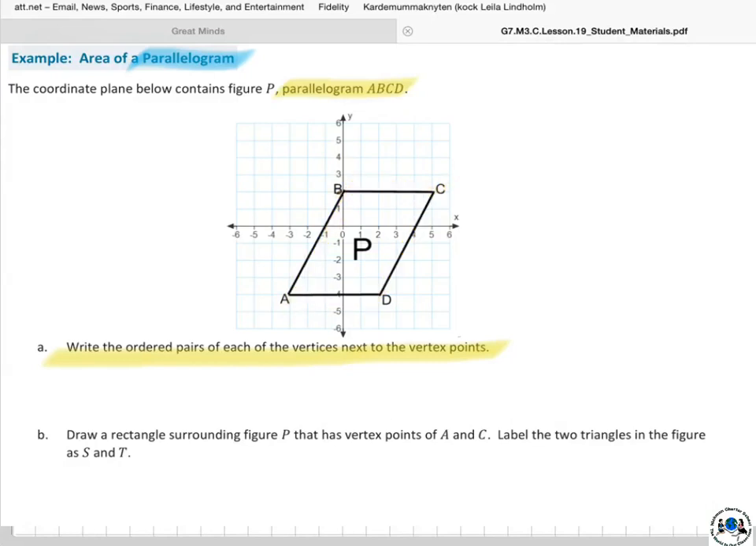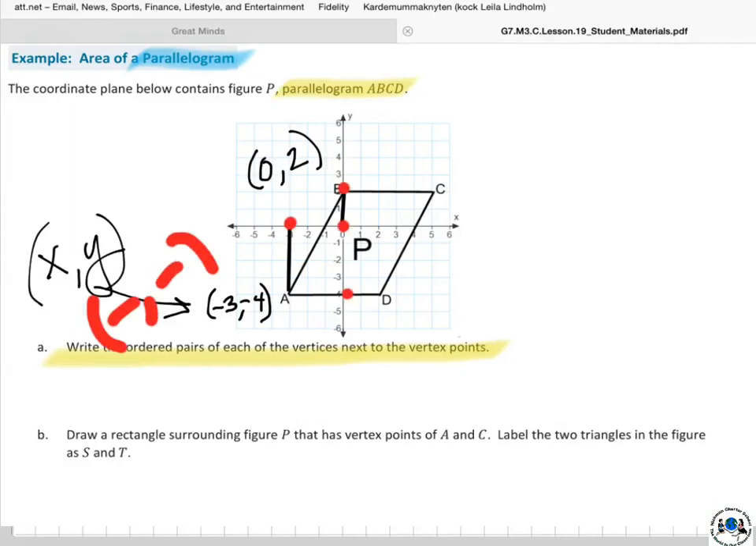So, let's move further here. First thing we want to do is mark these points, because we're going to write the ordered pairs of each of the vertices next to the vertex points. Now I am marking up these vertex points, as you see. Here's one of those vertices right there. Here's another vertex, and a vertex right there. So we are going to label the coordinate pairs of all of those.